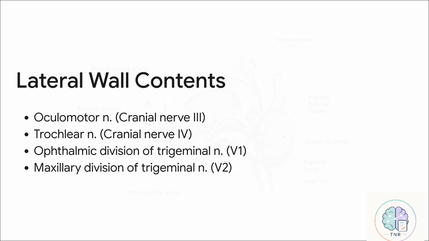Now pay close attention here because this is a classic high-yield fact. V2 is the only nerve in the cavernous sinus that does not exit the skull through the superior orbital fissure. Instead, it dives down and exits through the foramen rotundum. You absolutely have to commit that one to memory.